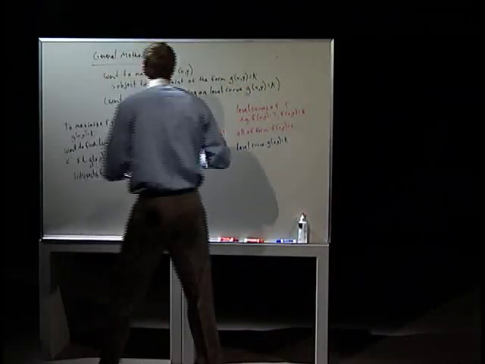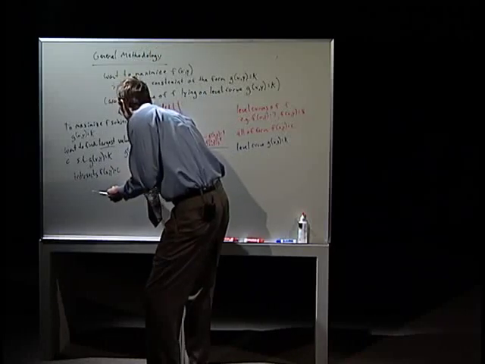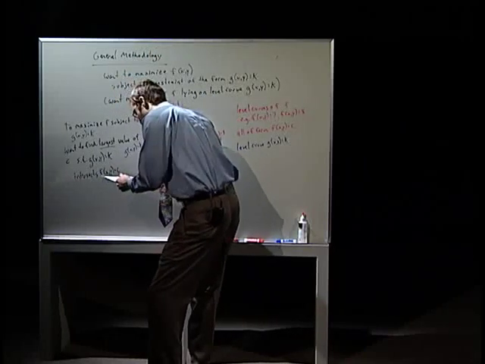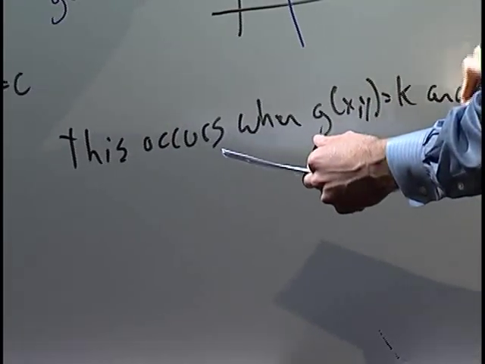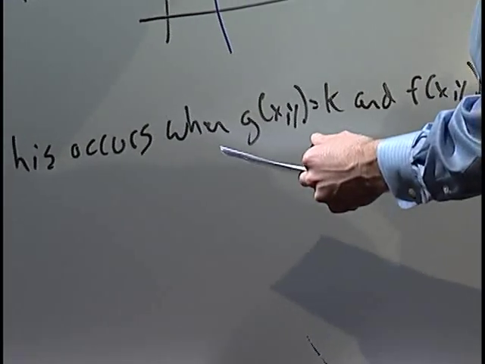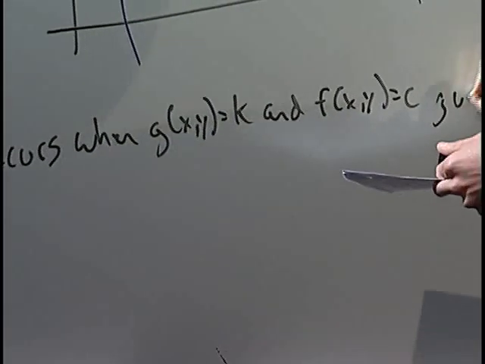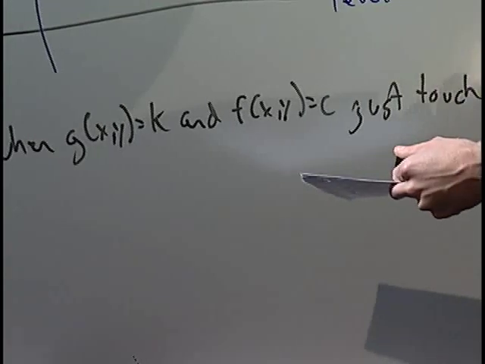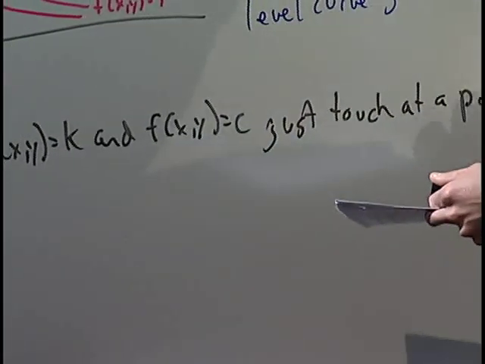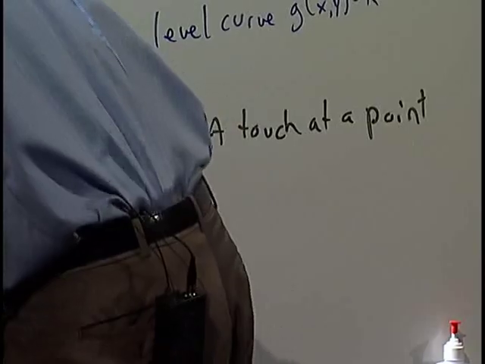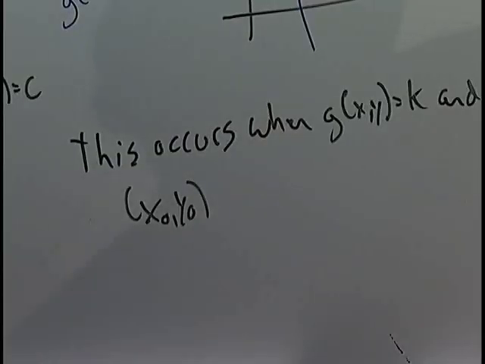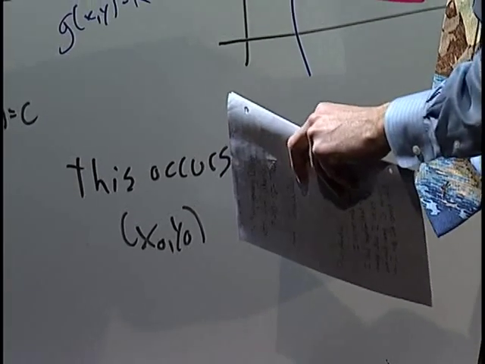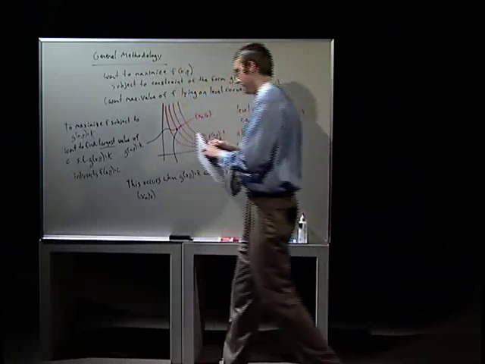And so carrying on with the black here, this occurs when g of x, y equals k and f of x, y equals c just touch, right? They don't cross through. They just touch at a point x naught, y naught, right? And so there's our point, x naught, y naught. Okay.